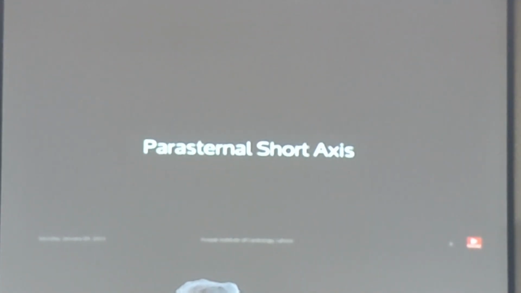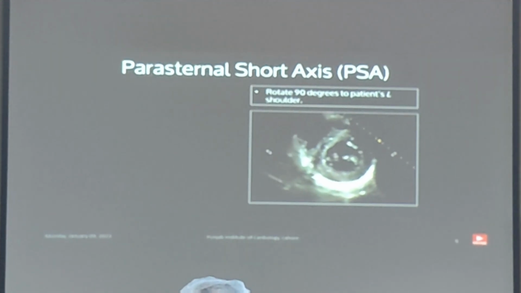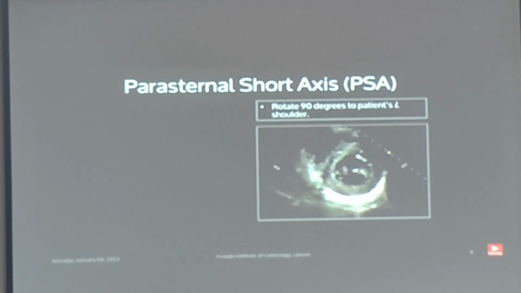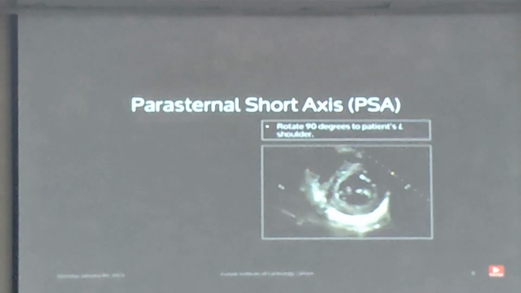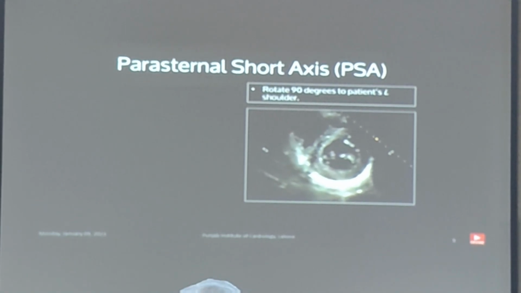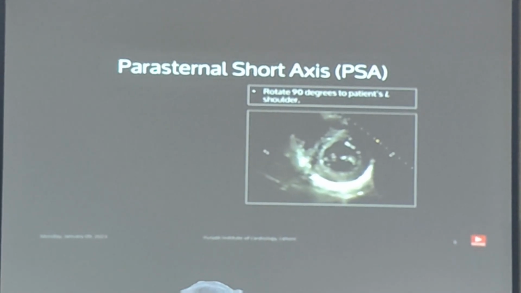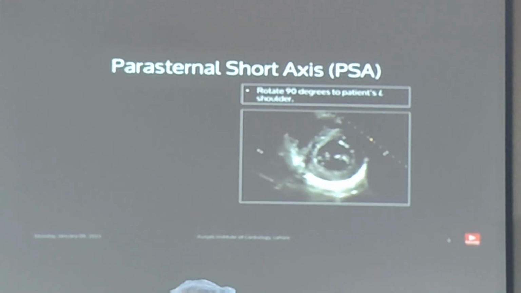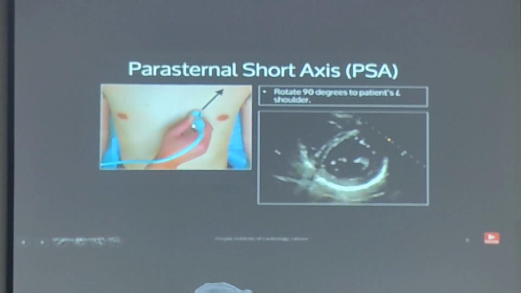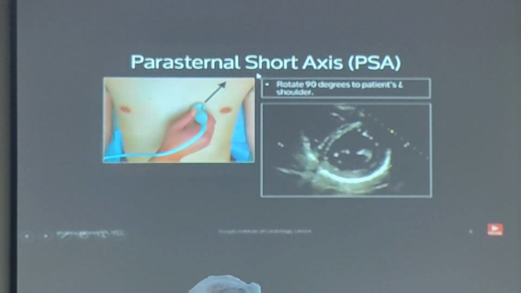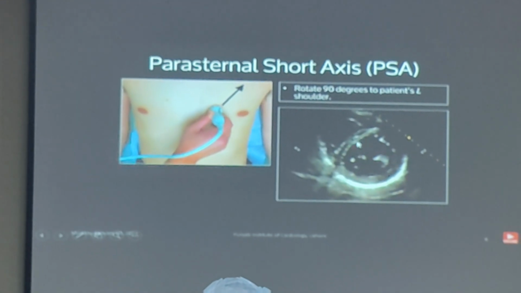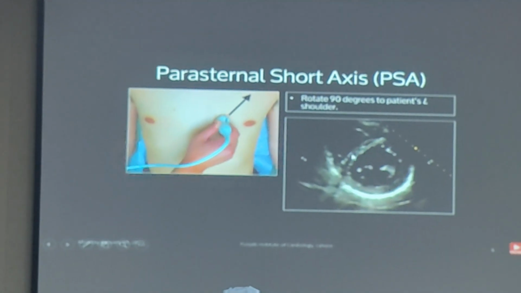For the short axis view, we just rotate the probe 90 degrees to the patient's left. The probe should be placed in the same manner. We just rotate the marker of the probe from the right shoulder toward the left shoulder, and the axis will be changed. Now the heart is cut in a slice in the short axis. Our probe was like this, and now we have shifted toward the left shoulder, and we will see the heart like this. This is the LV, this is the RV, and this is the septum.